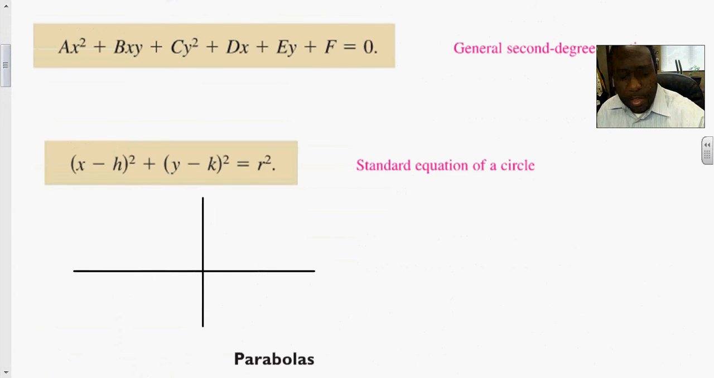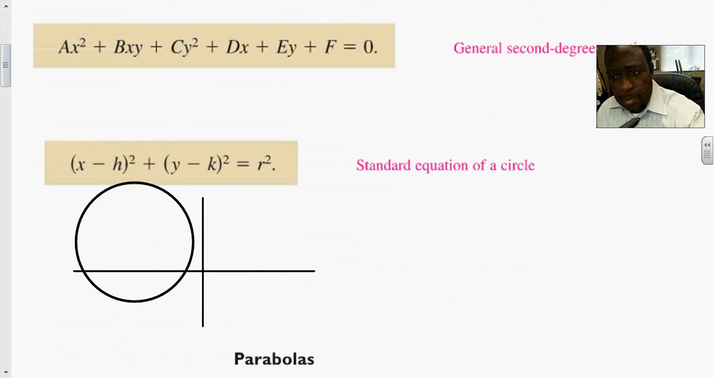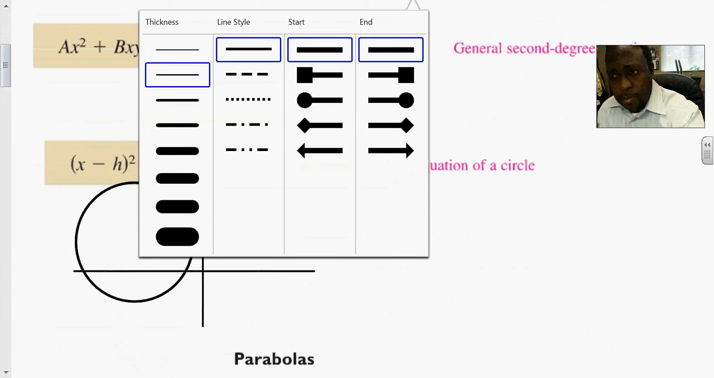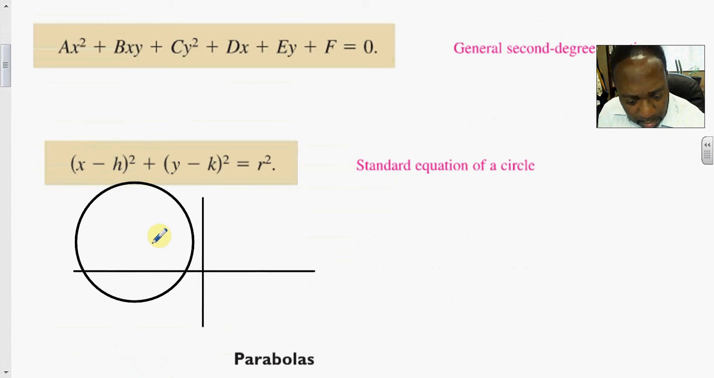Let's change it up. See if you have a center.